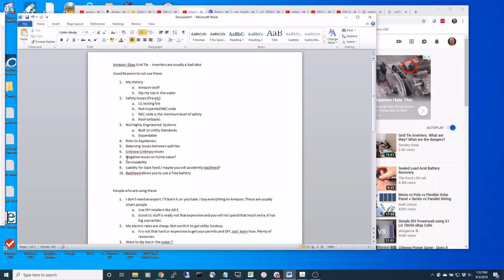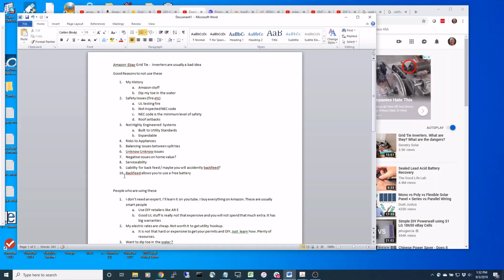You could also detract from the value of your home because you're not going with the NEC UL system. There probably will be serviceability issues. You are the only one that knows how that stuff goes together, and you can't get somebody out who knows how to fix it when you get older. There are also liability issues with feeding back onto the grid if you accidentally backfeed when you shouldn't.